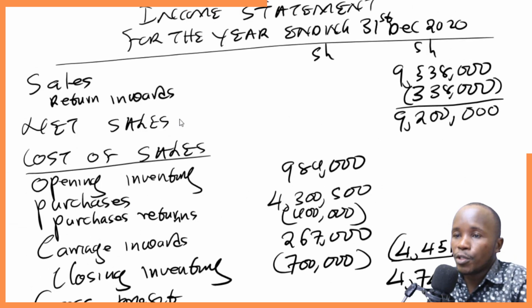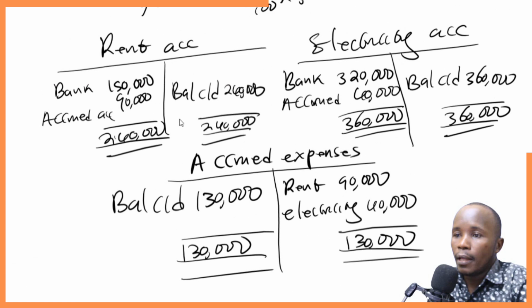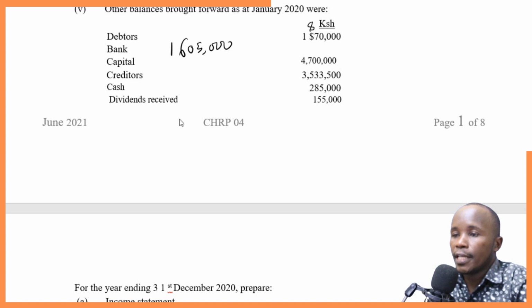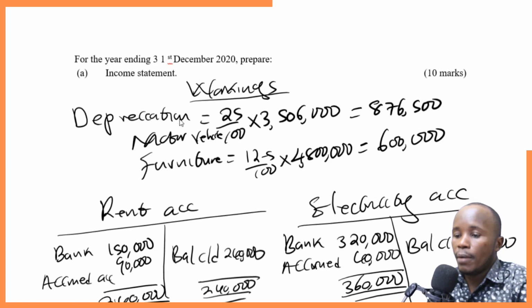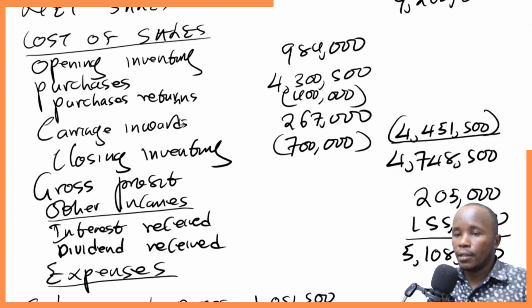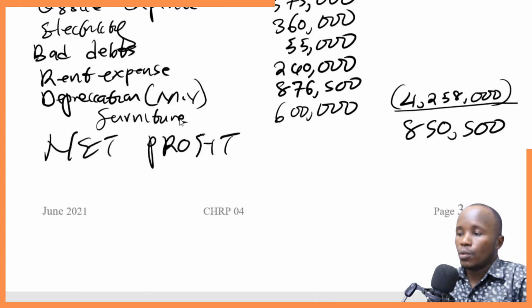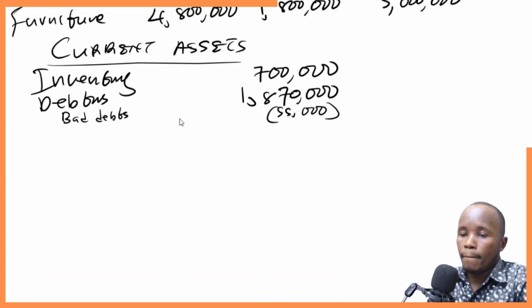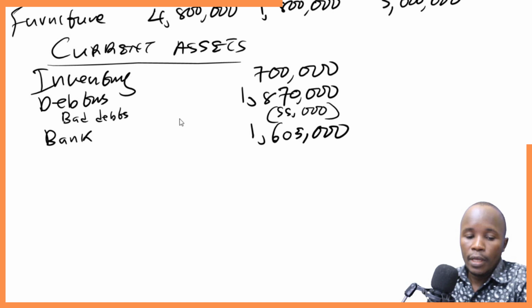We move on. There was bank. Bank was 1,605,000. This is 1 million. We come here, we have bank. Bank is 1,605,000. Then we have cash. Cash is 285,000.